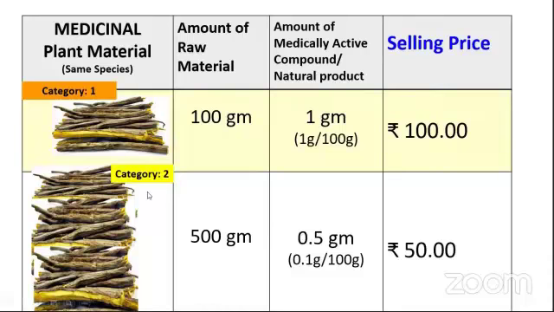Look, I cite one example here. Category 1 medicinal plants produce raw material, 100 gram of tissue, containing 1 gram of metabolite per 100 gram, and the selling price is 100 rupees. Whereas category 2 uses nearly five times more biomass, but the content is low, 0.1 gram per 100 gram, and they will earn only 50 rupees, although the biomass is more. So the less biomass is also important if the content is high. So before starting cultivation of particular cultivars, you should ensure both things: correct identification as well as the content of the bioactive or secondary metabolites.